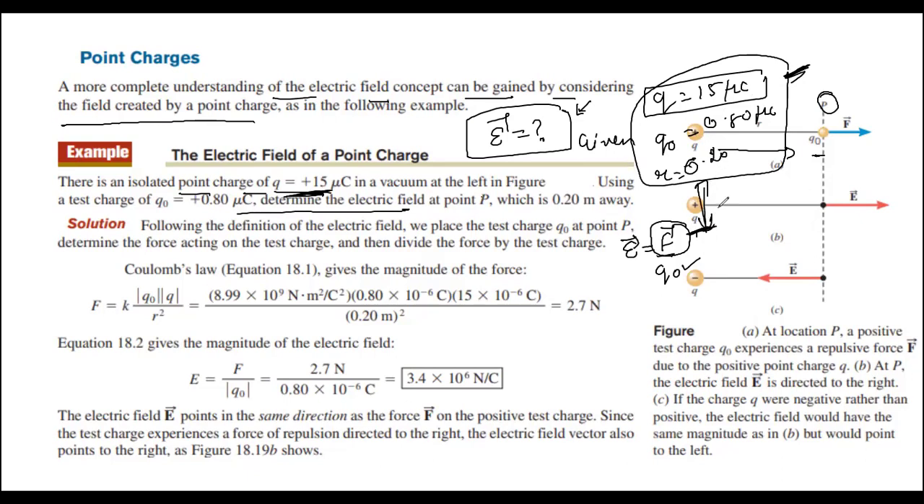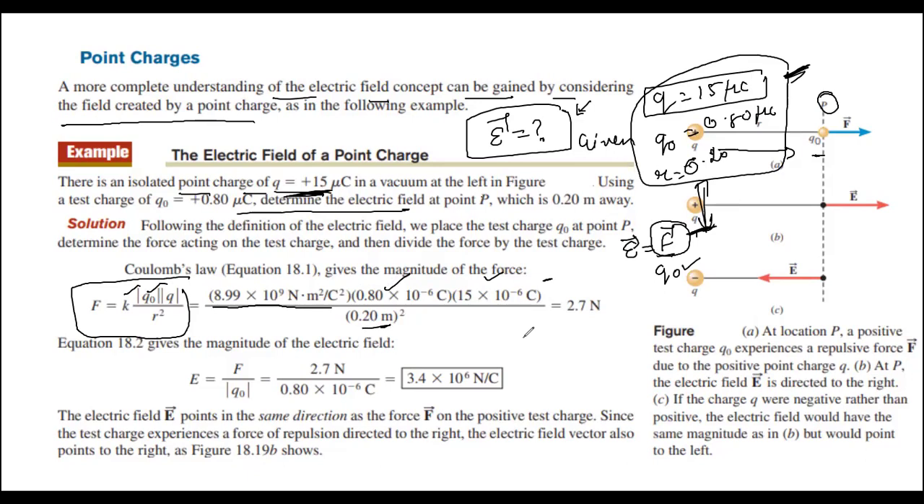Yes. I remember Coulomb's law. Coulomb's law is F is equal to K Q naught Q upon R square, right? Does that make sense? K value I know, 8.99 into 10 to the power 9. Q naught is given, 0.8 into 10 to the power minus 6. Q is given, 15 into 10 to the power minus 6.